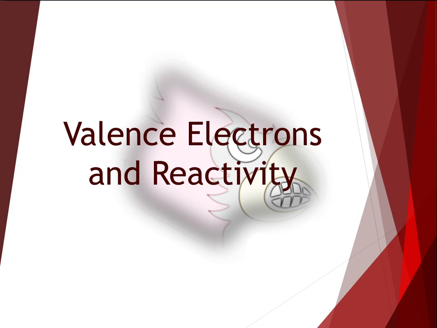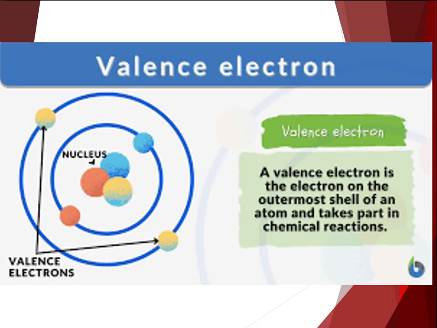Our next main idea, valence electrons and reactivity. The outermost electrons of an atom are called the valence electrons. These are the electrons involved in chemical reactions. Elements tend to react with one another to either donate, take, or share electrons in order to achieve a filled outer energy level. This makes them more stable.